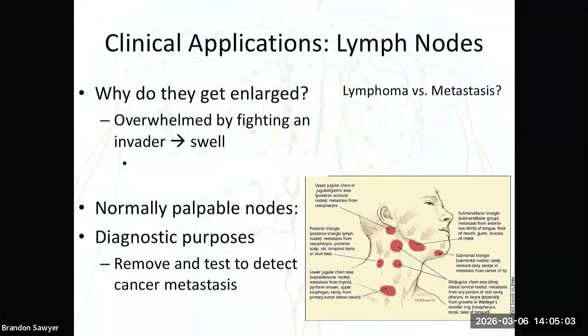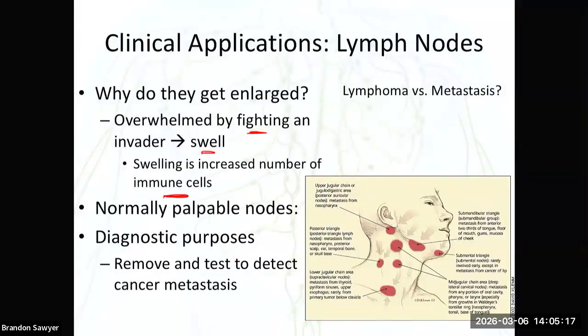Okay, so there's lots of clinical applications with lymph nodes. I just kind of talked about why they get enlarged. When they're fighting some kind of infection or invader, they swell, right? And they swell because that's an increased number of the immune cells there. So those immune cells get activated when they interact with a bacteria or virus or whatever it might be, and then that makes them divide, so then we get a bunch of them all fighting against that one specific thing.